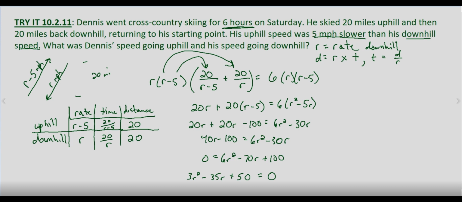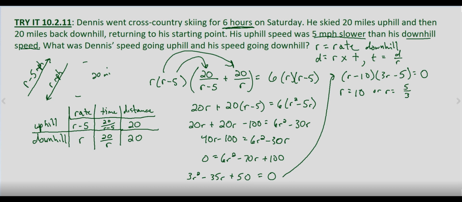We could use the rational roots theorem. We could factor by trial and error. Once you perform those methods, however, you'd see that this will factor into r minus 10 times 3r minus 5. So that gives us r equals 10, or r equals 5/3.